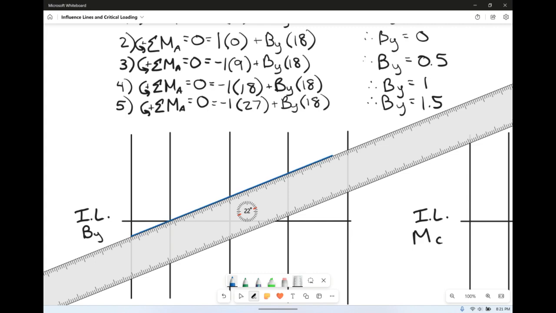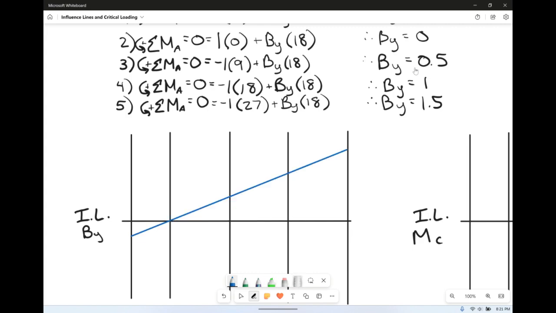Technically, he's going to go like that. This is -0.333. This is 0. This is 0.5. This is 1, and this is 1.5. So that's our influence line for B.